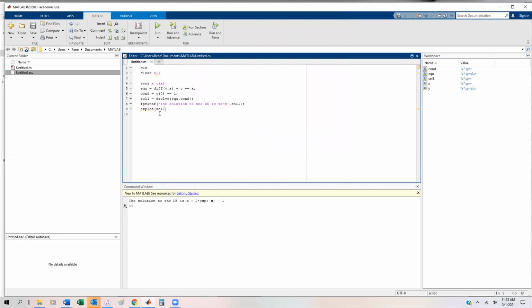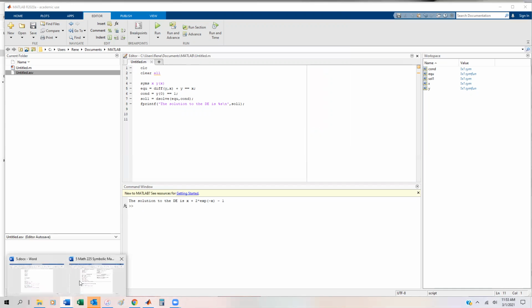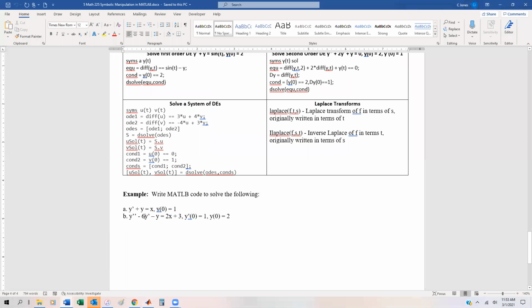All right, so a second order differential. Our last example that we're looking at in this section, we have y double prime minus 6y prime minus y is going to be equal to 2x plus 3, and two initial conditions, y prime at 0 is 1, and y at 0 is 2. All right, so when we do this, now we're going to have this second order differential equation. So this just means the second derivative, which is diff y comma x comma 2 when we program that in MATLAB.